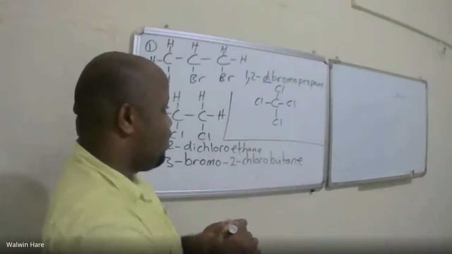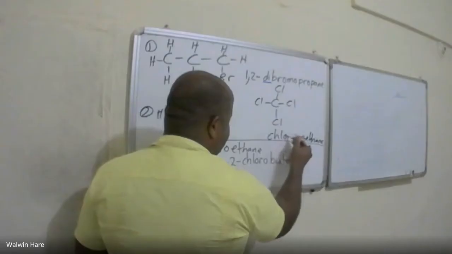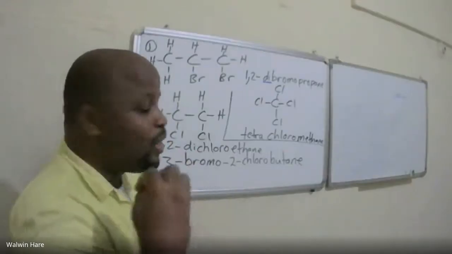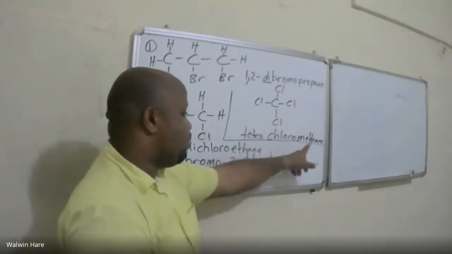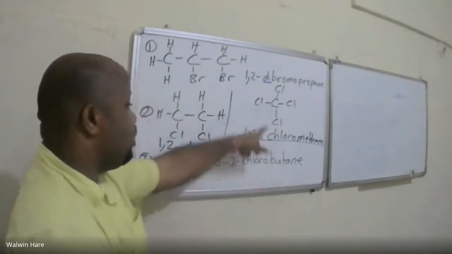All right, let's follow the rule. How many carbons is it? One. It is methane. Which substituent group is present? Chloro. How many chloro is present? Four. We should say what? Tetra. No, how many carbon is there again? One carbon. Do we need to put any number? No, sir. Right. So it is just tetrachloromethane. Because it is just one carbon, that means they have to be attached to the one carbon.